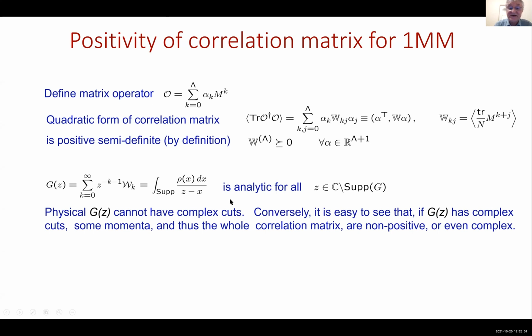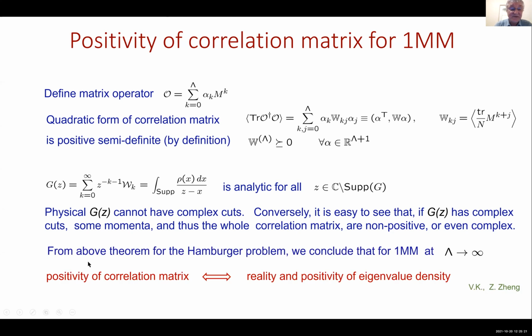Conversely, it's easy to see that if G of Z does have complex cuts, then some moments will be either not real or even non-positive. And applying the Hamburger problem, this suggests the following statement: positivity of the correlation matrix is in one-to-one correspondence with reality and positivity of the eigenvalue density. So using the positivity of the correlation matrix, we pick up only minima of the effective potential and not the maxima, not the unstable points. Otherwise, we can of course have all these minima using the positivity of the correlation matrix.